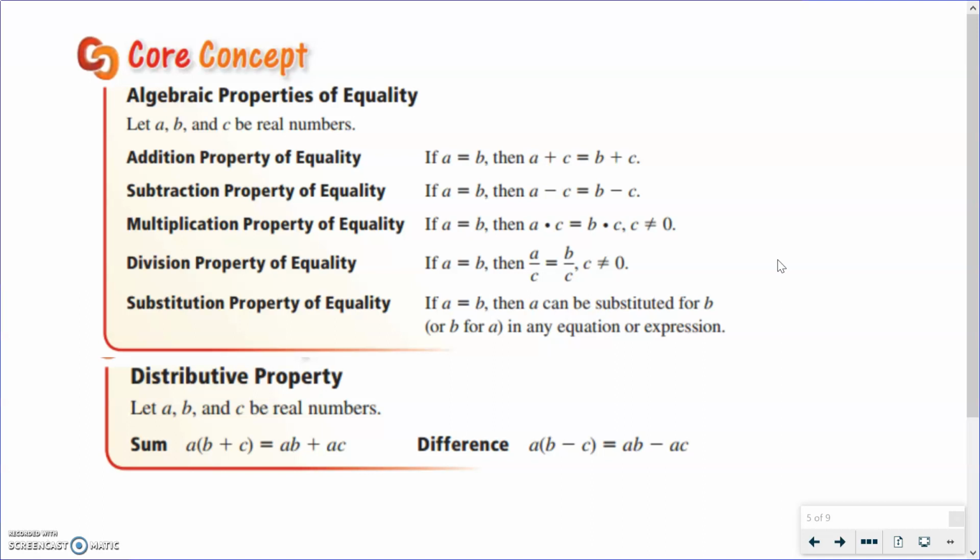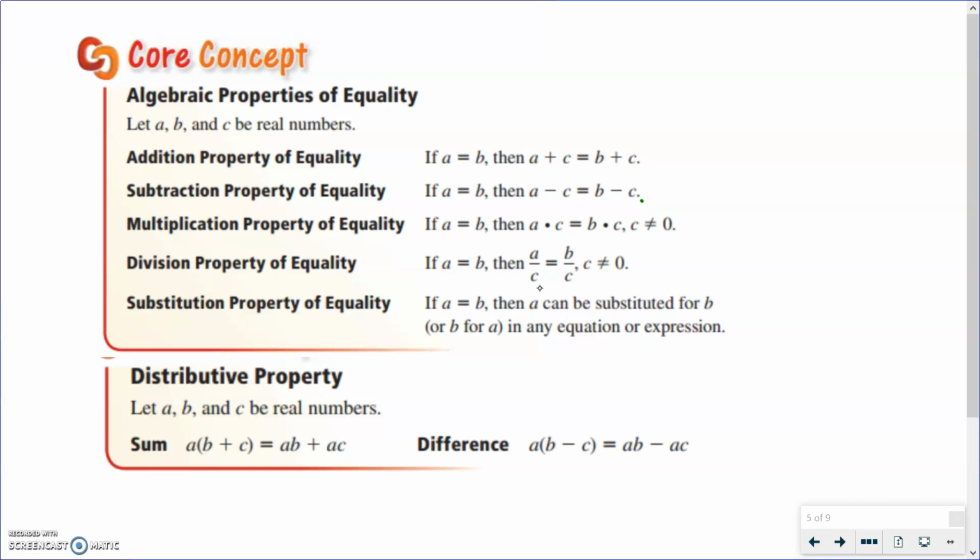So the addition property of equality is when we add the same thing to both sides. Subtraction property of equality is when we subtract the same thing from both sides of an equation. Multiplication, multiply both sides of an equation. Division, divide both sides of an equation. And substitution is when we put something in something else's place. Okay, and we have to do it across the whole equation.